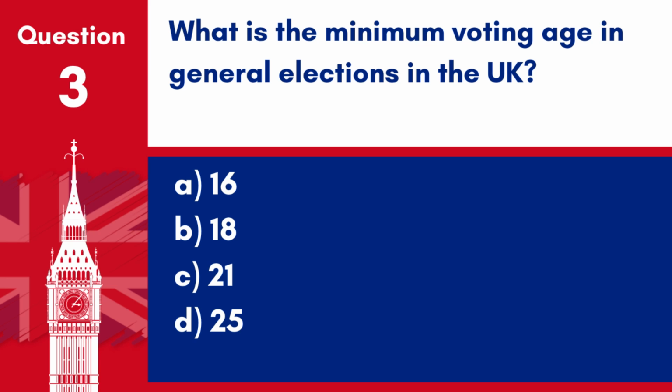Question 3. What is the minimum voting age in general elections in the UK? A. 16, B. 18, C. 21, D. 25. Answer: B. 18. The minimum legal voting age in general elections in the United Kingdom is 18.